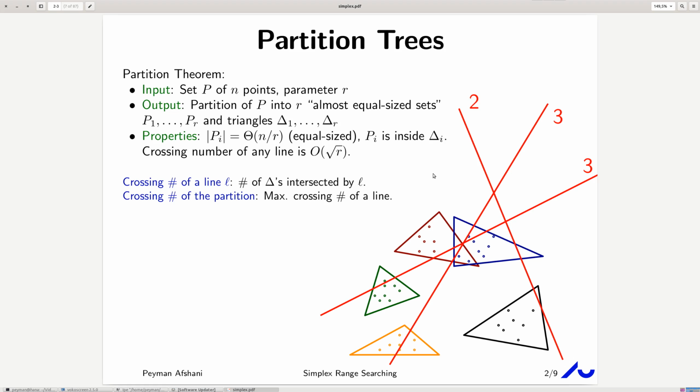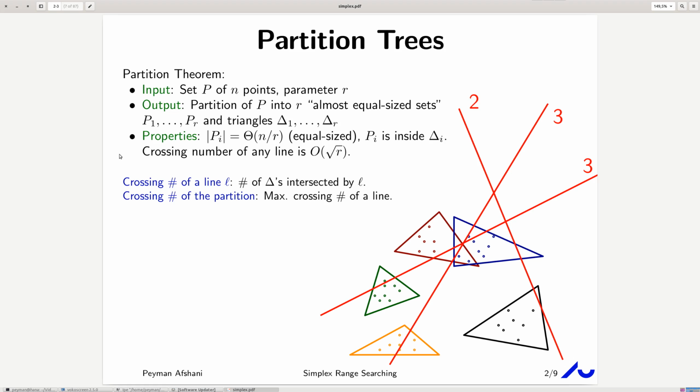But the property that we want is that every line in the plane that you can draw, any arbitrary line, must intersect at most square root r of the triangles. And that is also known as the crossing number of the line. Okay. So the partition theorem proves the existence of such a partition, and there are also algorithmic versions of this partition theorem that actually tell you how to build this partition algorithmically in good time. We're not going to look at that. We're just going to assume the existence of this partition theorem.